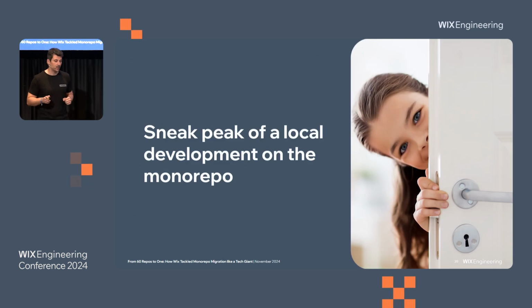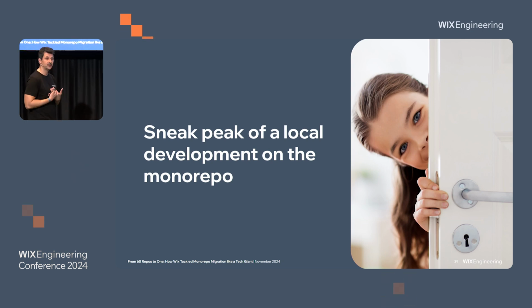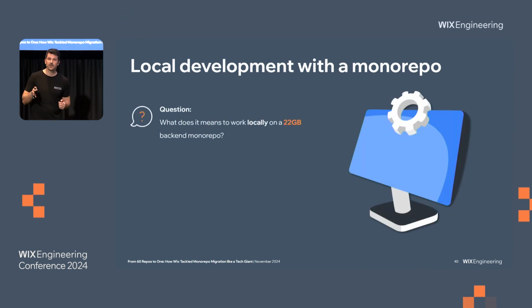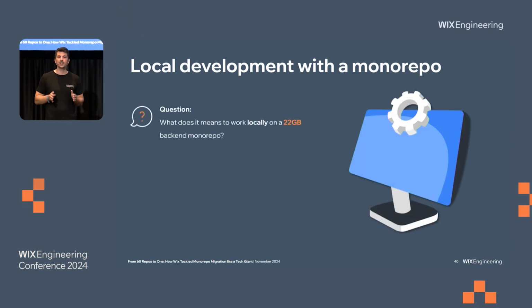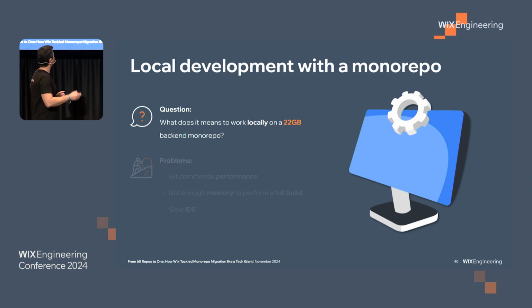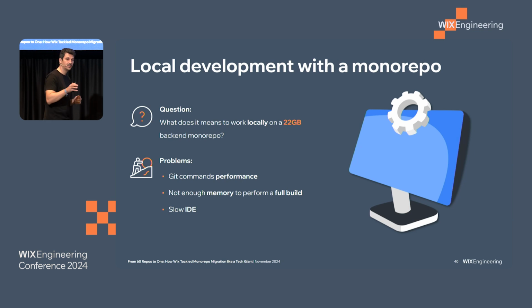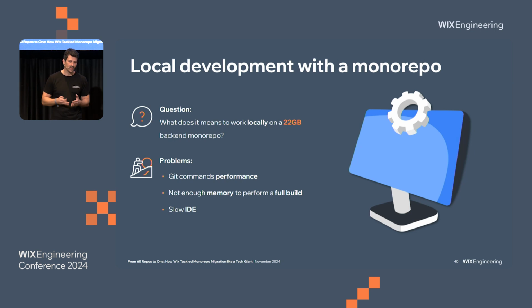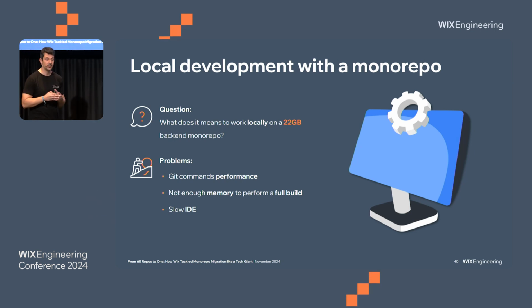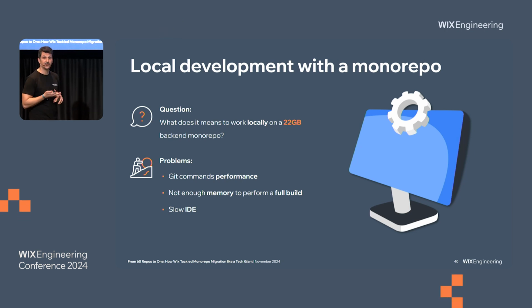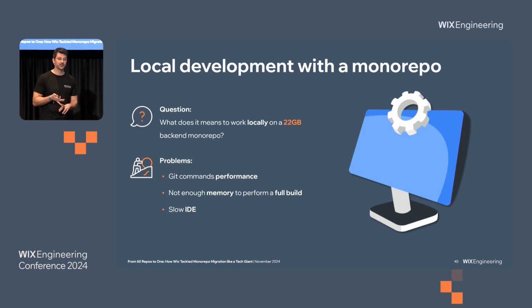On the next part, I want to share with you the challenges that we are facing on the local development front. Can you guys think what it takes to work on a 22 gigabyte monorepo locally? Think about it, the scale of it. So there are a few problems with it. The Git performance, slow Git commands, as I've noted before, due to the large amount of files. Memory, you won't be able to build the entire thing locally. You'll get out of memory errors. And IDE slowness and freezes due to the large amount of files.